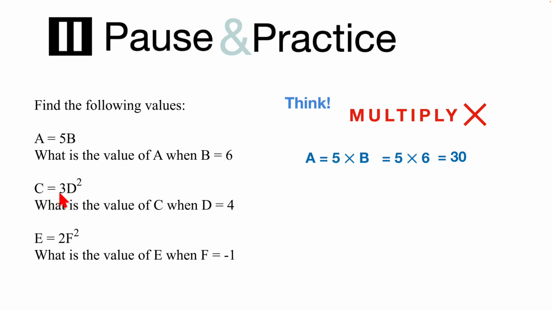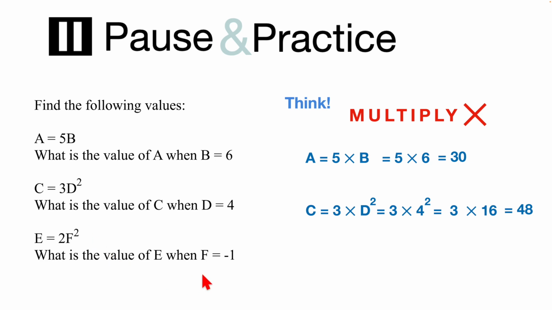C equals 3d squared. Right. Multiplying again. So that's 3 times d squared. And I substitute for 4. Put 4 in where the d is. 3 times 4 squared. 4 squared is 16. 3 times 16, and that equals 48. And now we throw everything at you.